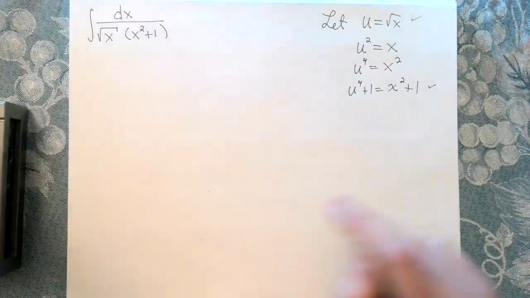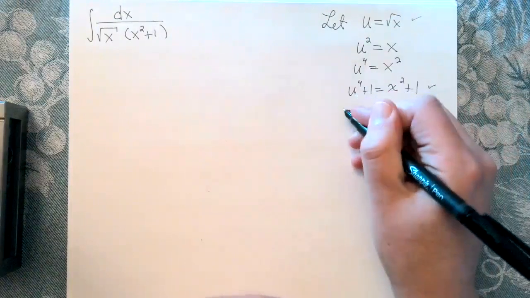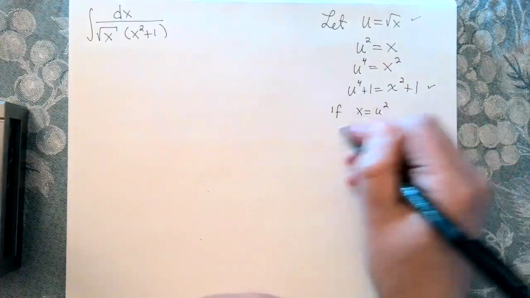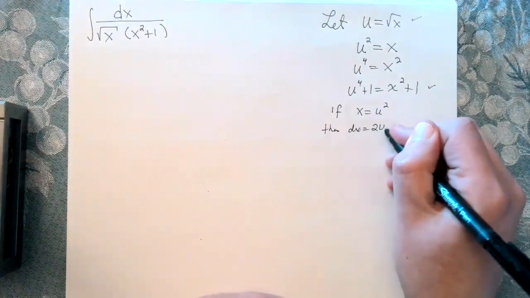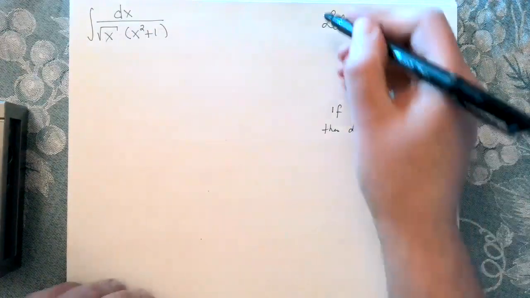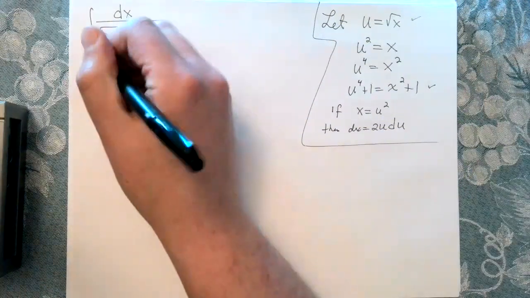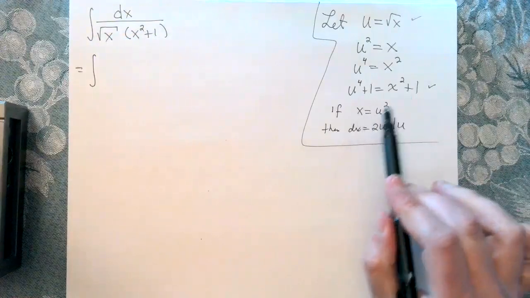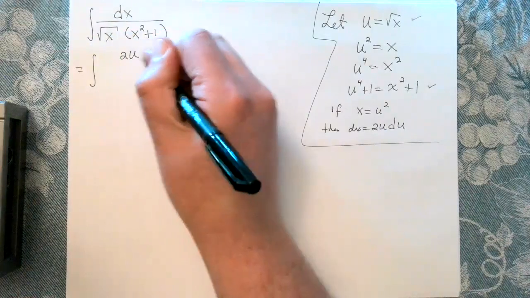I want to replace this, and so I'm going to use this to replace the dx. So if x is equal to u squared, well then dx is exactly 2u du. And so now we can replace everything. We can write it in terms of our new substitution variable u. All right, so dx is exactly 2u du.